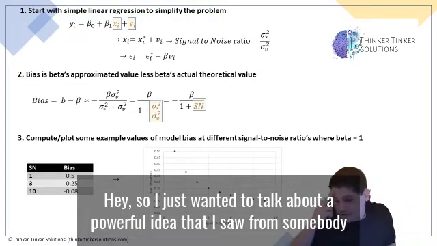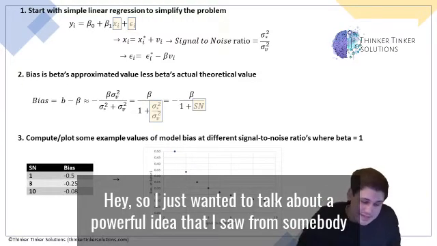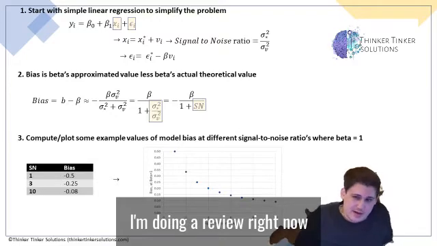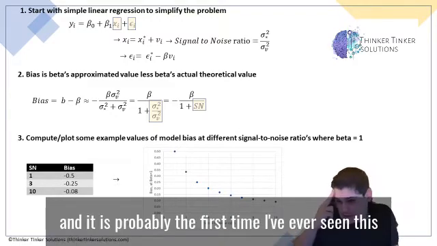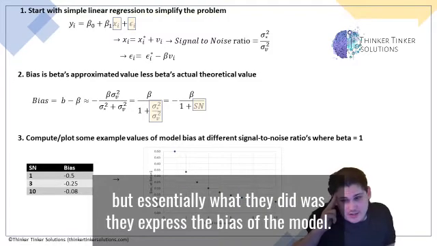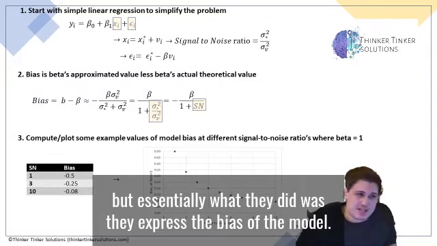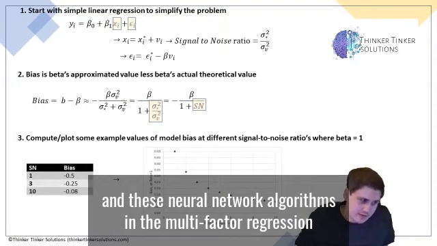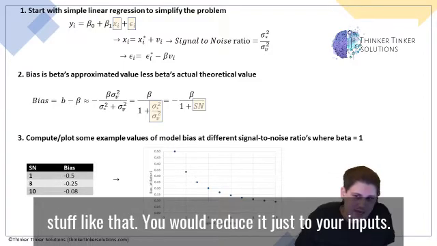Hey, so I just wanted to talk about a powerful idea that I saw from somebody while I was studying econometrics. I'm doing a review right now, and it is probably the first time I've ever seen this. But essentially, what they did was they expressed the bias of the model. So we're always talking about bias and these neural network algorithms and the multi-factor regression, stuff like that.